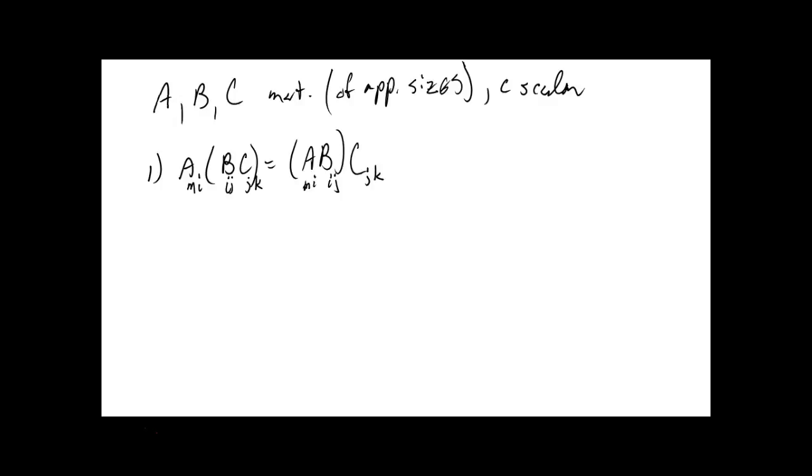Now, what would be the product, let's go back here. What would be the product of BC? What size? IK. And you multiply that by A, which is an MI, what do you get?